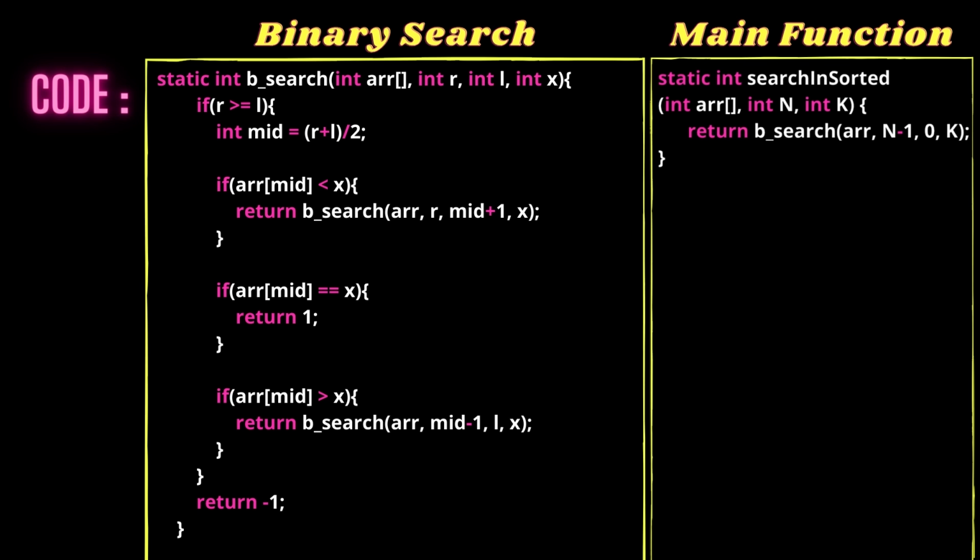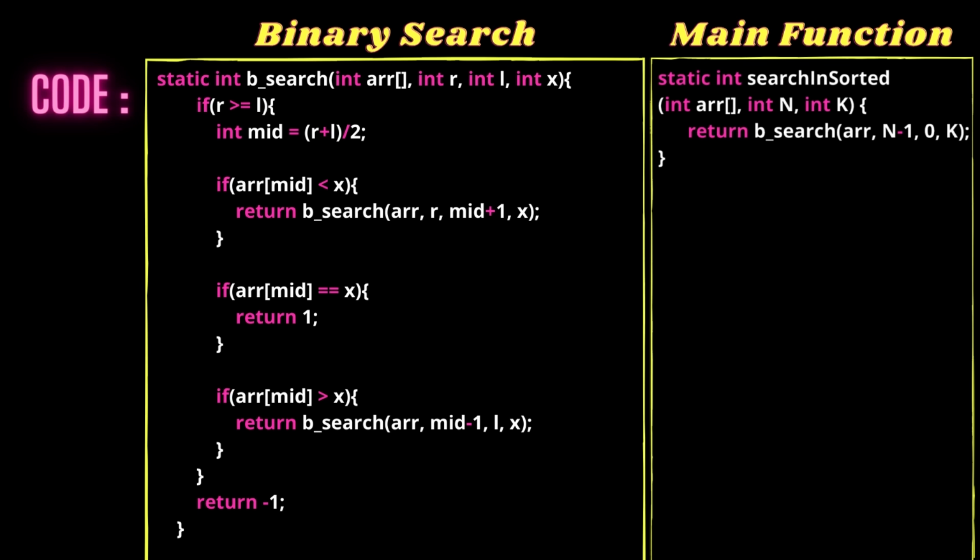Now, let's come to the binary search function. First, we'll see if R is greater than or equal to L. If it is true, we'll come inside it. Then we'll find the middle element using (R + L) / 2. Then we'll compare the value at the middle index with the key we have to search. According to that, we'll call the function recursively.